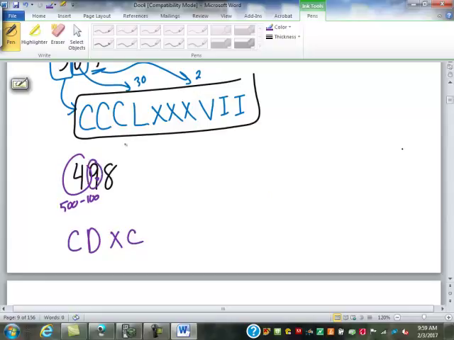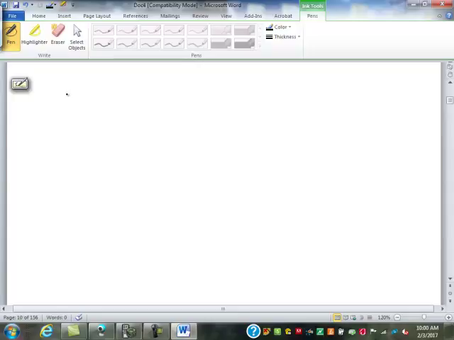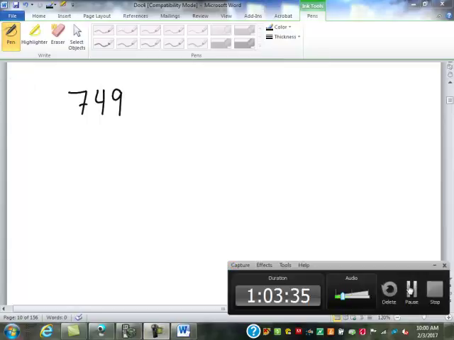That expresses the 90. For the 8, can we express that by adding, or do we have to use subtracting? Now we can do adding, just a 5 and 3 ones. Like that. Any questions? I'm going to have you guys try one. 749. I'm going to give you a minute in your notes to try to express that in Roman numerals.